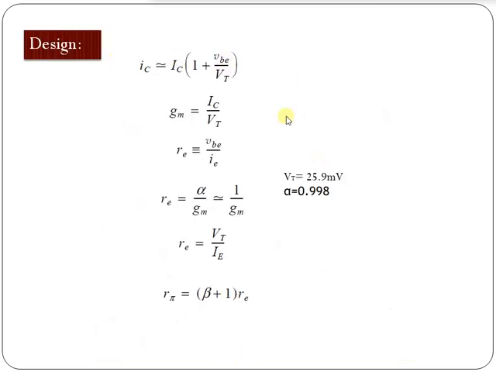Now coming to the design part, like we have seen for computing the input resistance at the base, similar equations are applicable here as well. You need to remember the resistance looking into the emitter, how it is computed, and what is the relationship between the resistance at the base and the emitter, and the value of alpha and the value of the threshold voltage.